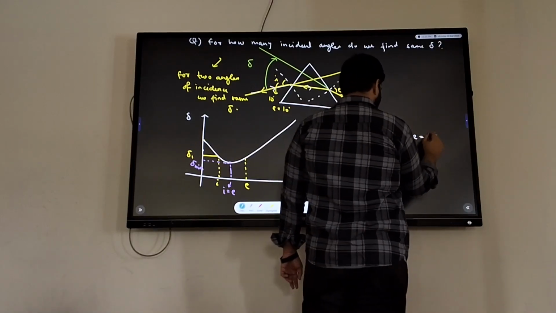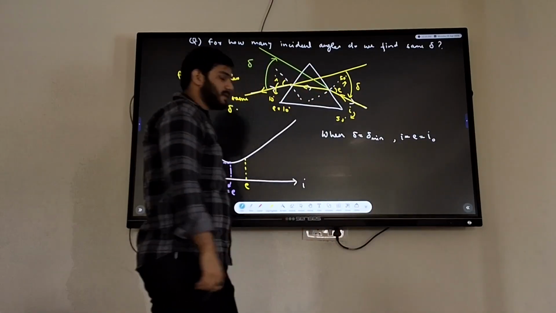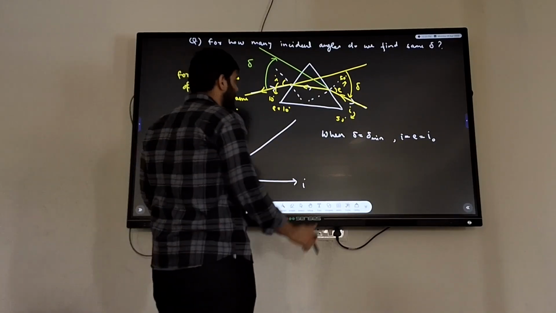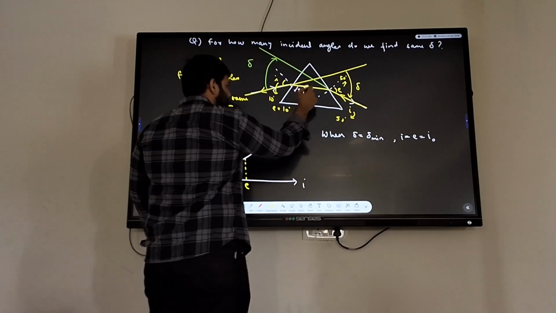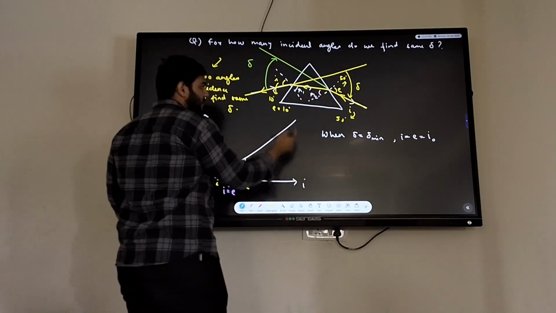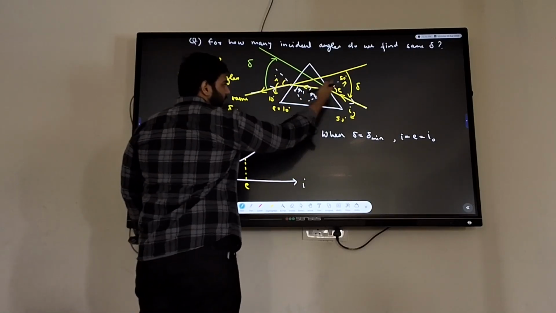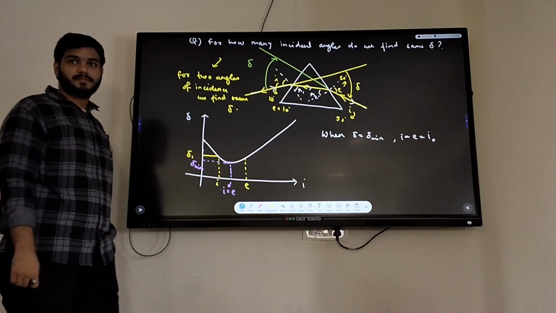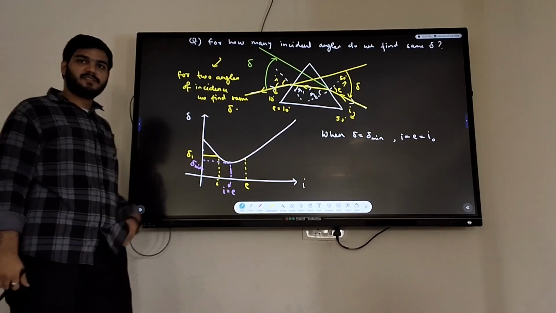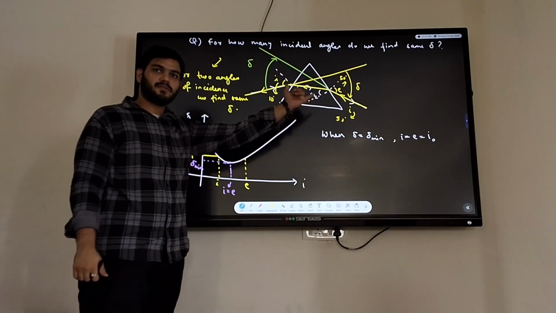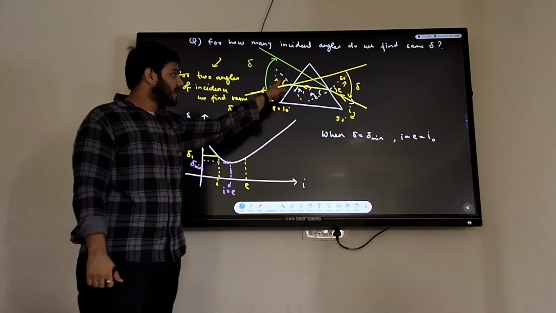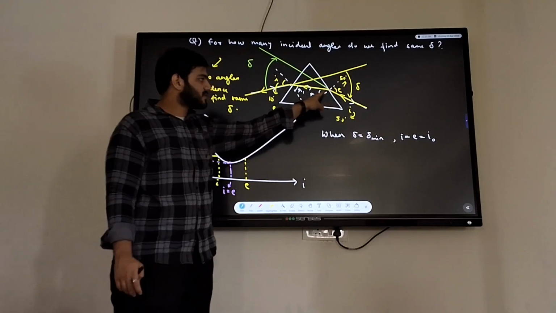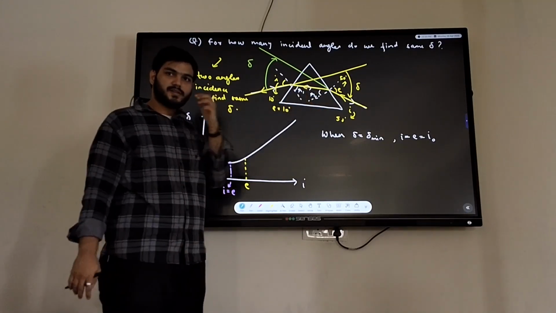And let's call it some I naught. Achha, if you remember, this is R1, this is R2. If these angles are the same, then what can you comment about R1 and R2? They should be the same as well. If I apply Snell's law, this I naught gives R1 as some R naught. This is also I naught, so R2 also becomes R naught. So they will be the same.